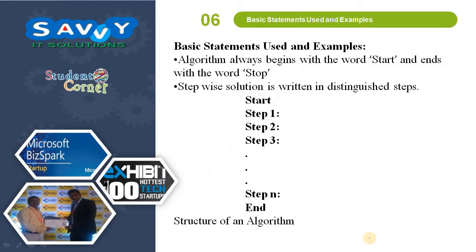Now, we are giving basic instructions, or basic statements, on how we need to write an algorithm. The first statement is that an algorithm always begins with the word start and ends with the word stop. Now, the stepwise solution is written in distinguished steps: start, step 1, step 2, step 3, and so on, step n, and end.